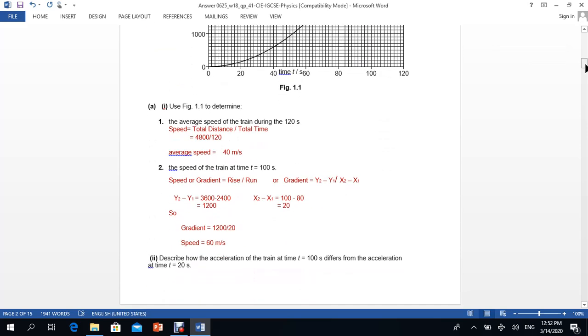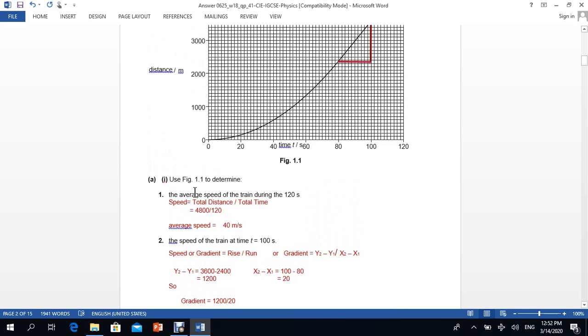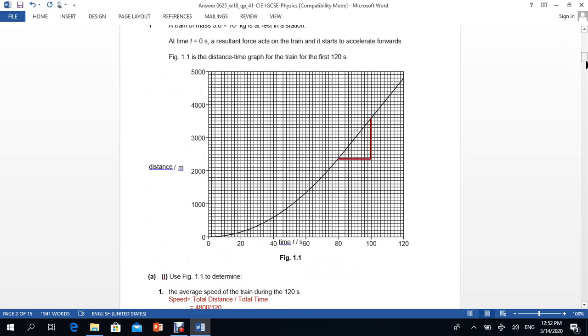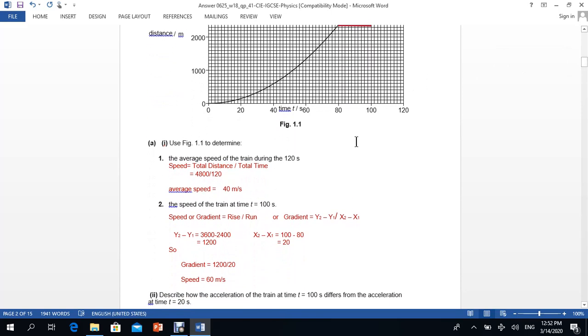The first question is: calculate the average speed of the train during the 120 seconds. Now you know the formula of average speed, it's equal to total distance over total time. If you talk about the total distance, you can see here it is 4,800, and the total time is 120 seconds. So just divide them and get the answer, that is 40 meters per second.